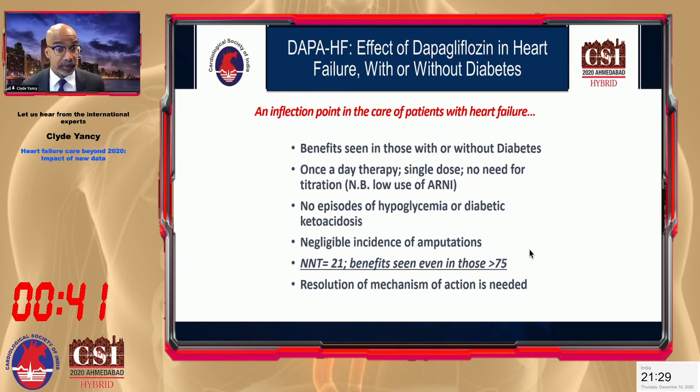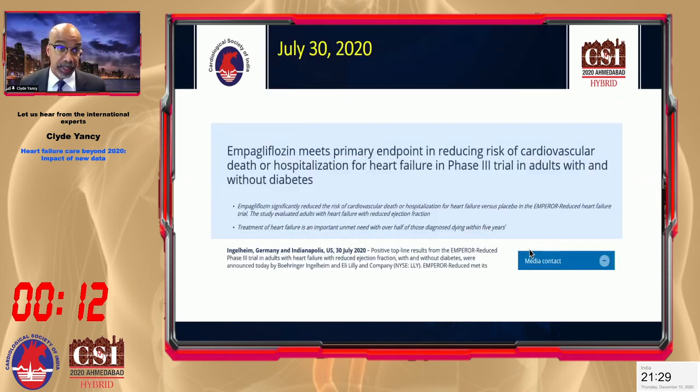In the case of dapagliflozin, it's once-a-day therapy, a single dose, no need for titration. The safety profile was very good. No hypoglycemia, no diabetic ketoacidosis, even negligible incidence of amputations previously seen in earlier trials. And the number needed to treat was a very impressive 21. And we had data provided in patients over the age of 75. Hardly ever do we see this kind of robustness in a data set, but it was just with DAPA-HF. But this summer in July, there was a press release that empagliflozin met its primary endpoint.